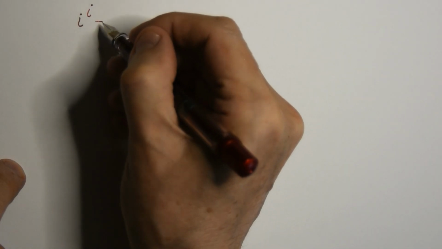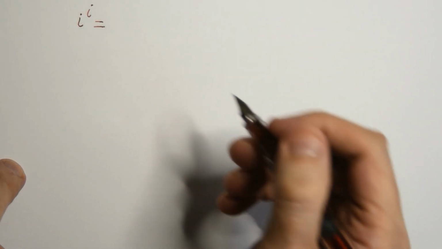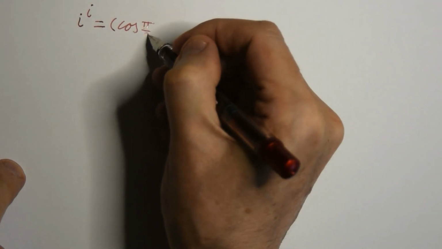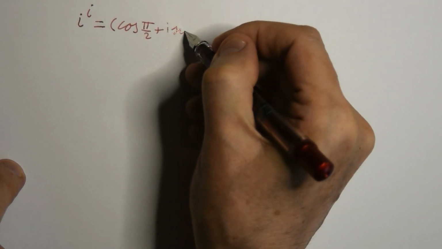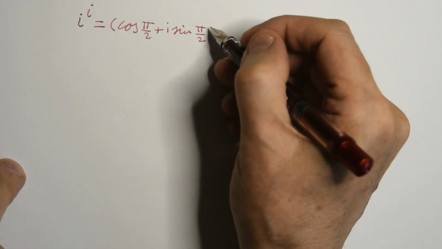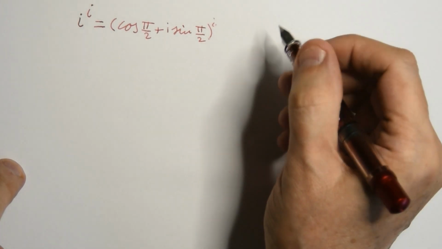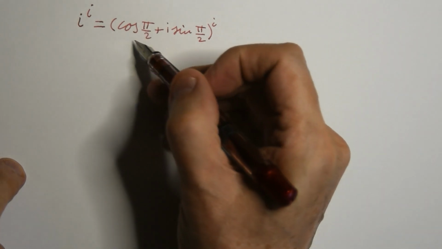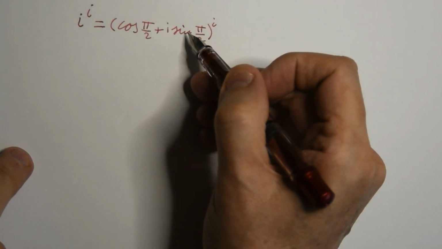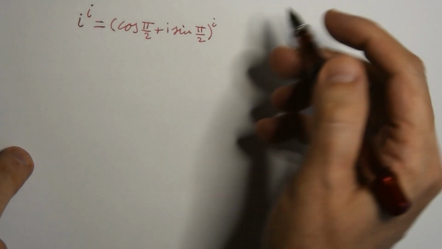We can use Euler's equation to write that out. We can say this equals (cosine pi over 2 plus i sine pi over 2) to the power of i. We can see that that is correct because cosine pi over 2 equals 0 and sine pi over 2 equals 1, so indeed this is i to the power of i.